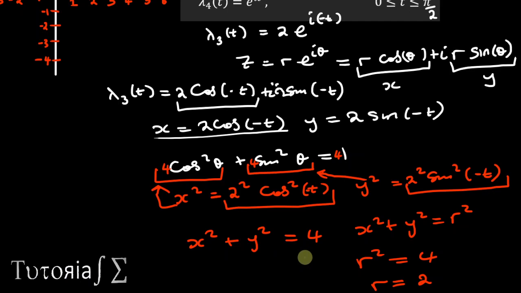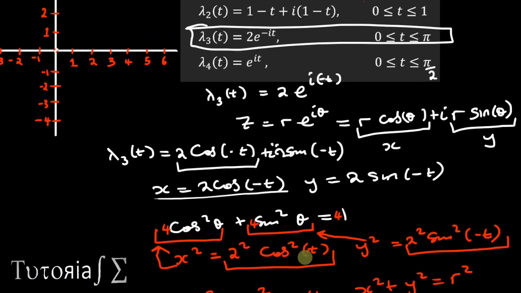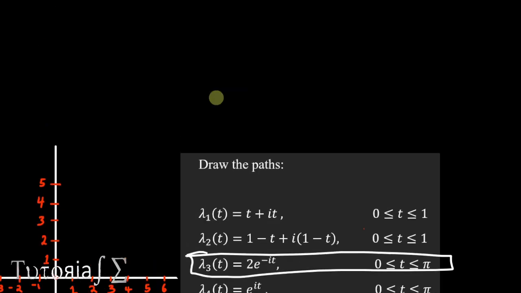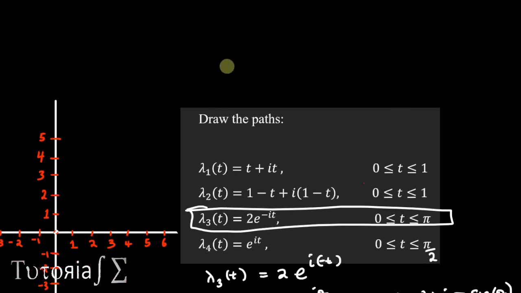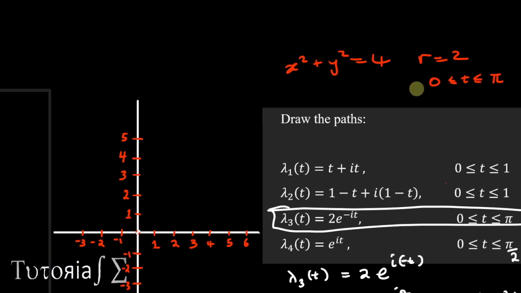Now remember, this is a circle, but we have limits on this circle. So the circle is from 0 to pi. From 0 to pi, this signifies that it's a semicircle. So the circle is x squared plus y squared equals 4, and the radius is 2. But we're moving from 0 to pi, meaning that we have a semicircle.